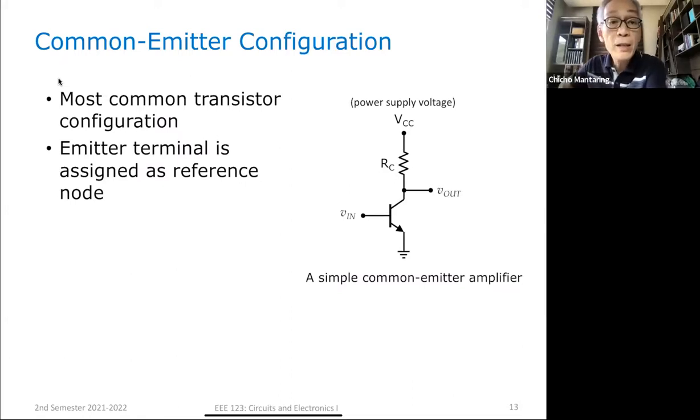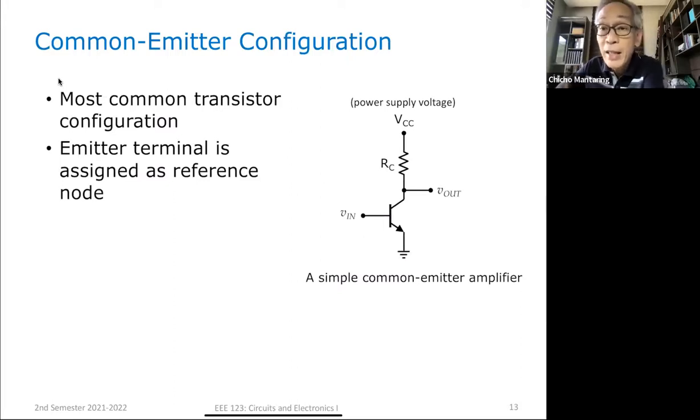Okay, we have different transistor configurations. The most widely used transistor configuration is what we call the common emitter configuration. This is the most widely used transistor configuration. In the common emitter configuration, the emitter is normally assigned as the reference node. So in this particular case, the emitter is grounded.